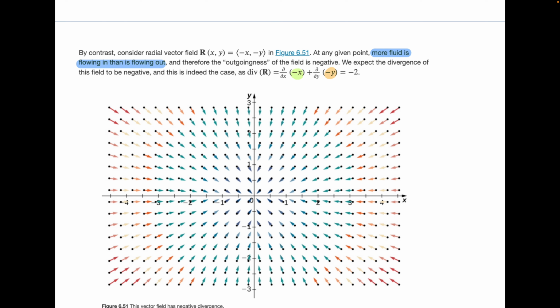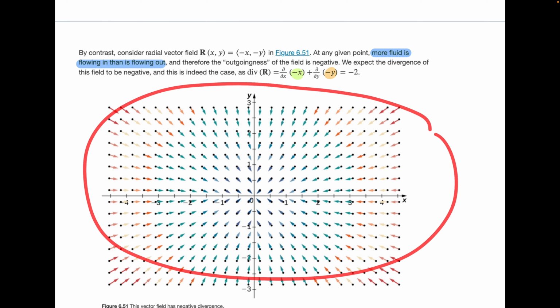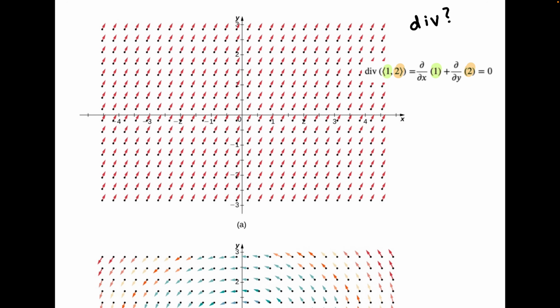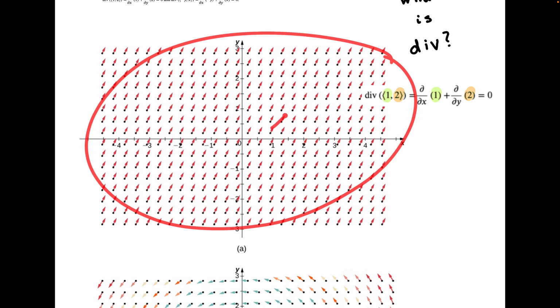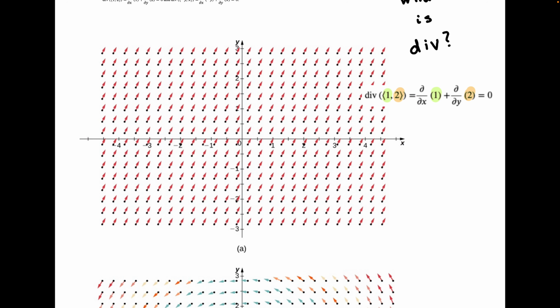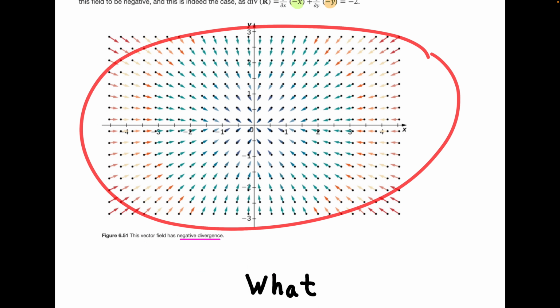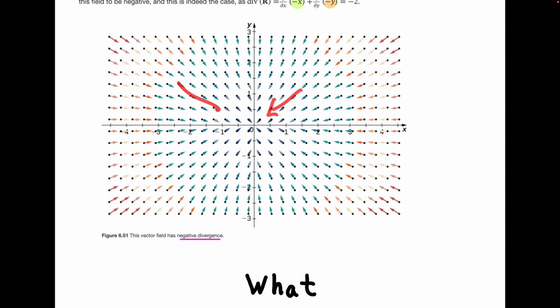In the third example, our vector field is negative x, comma, negative y. And in this picture, we have that all of the vectors, no matter where we pick our point, the vector is directed in towards a fixed location, the origin. If we go back and look at the very first example, the vector field is always pointing in one fixed direction. In this example here, the vector field is always pointing inwards.